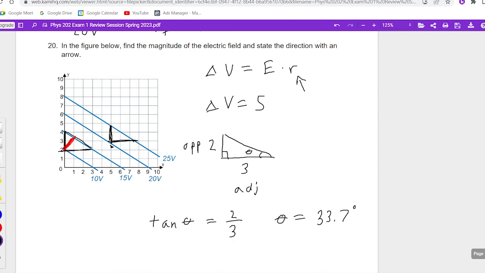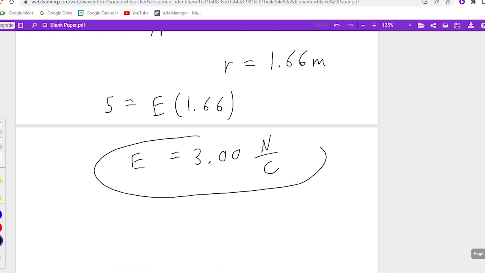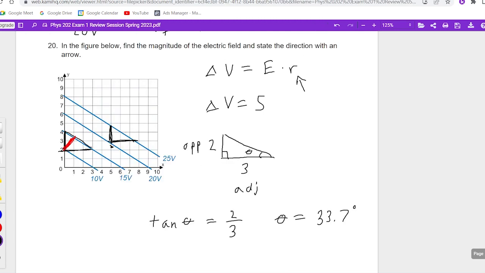Delta V equals E times R. So delta V, which we said was 5, is equal to the electric field times 1.66. Divide both sides by 1.66. Electric field is going to be 3.00, and the units are newtons per coulomb. And if you want to state the direction of the electric field, then it's easy, because remember that electric field lines always point from high to low. The electric field will point that way, down and to the left.